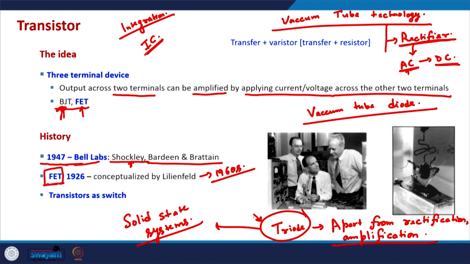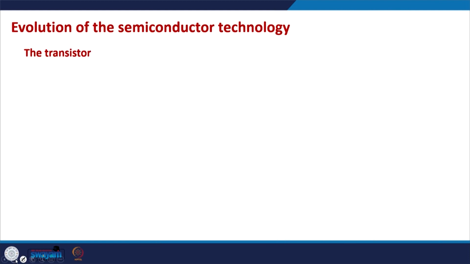Nowadays we mostly deal with field effect transistors, although BJTs are also in use, but they have very limited applications. So this is going to be the central topic of our course. Okay. And with this bit of history, let's see how this semiconductor technology evolved.